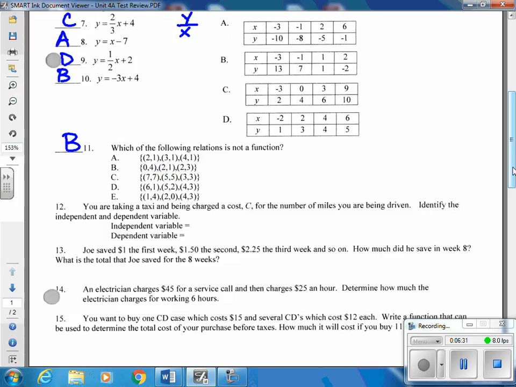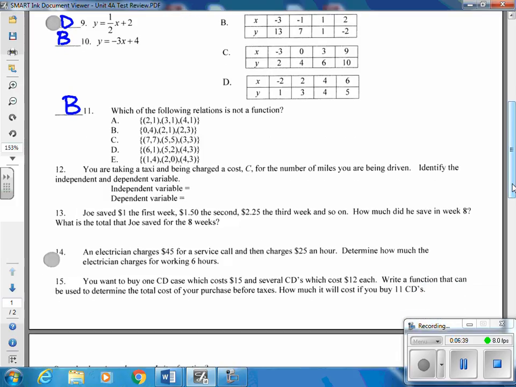All right, for number 12, independent dependent variable. You are taking a taxi and being charged a cost for the number of miles you are being driven. Identify each. Right? So remember that the dependent variable has to depend on whatever the independent variable is. And if you think about it in terms of a graph, the x-axis would be your independent variable and the dependent variable would be your y-axis. Right? So in this case, the independent variable, the thing that's changing, is the number of miles that you are being driven.